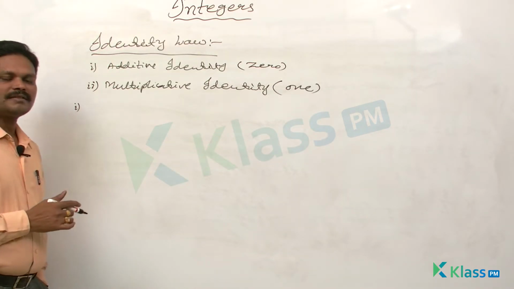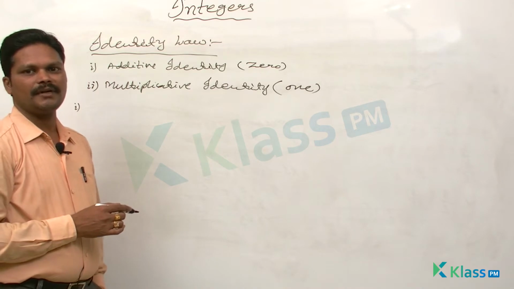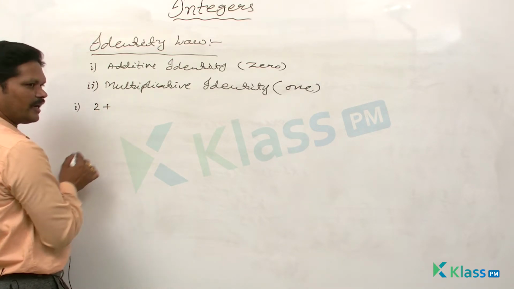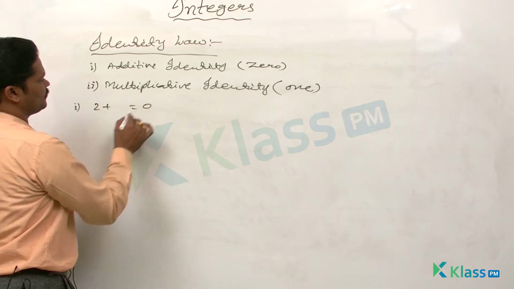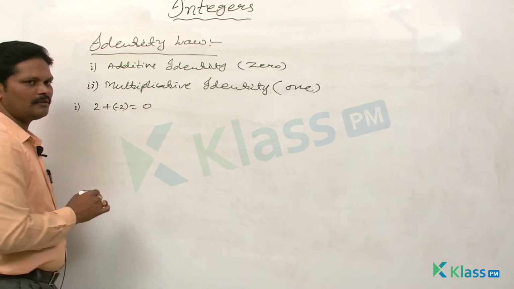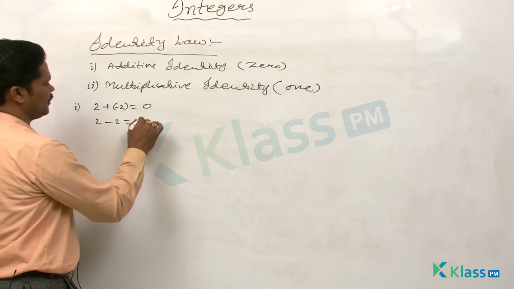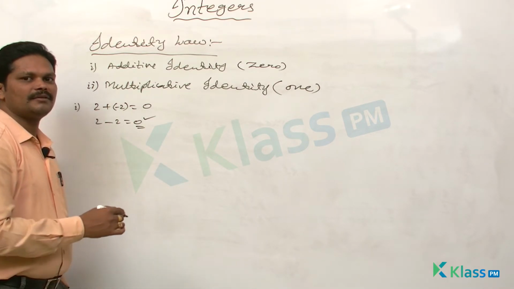How should we say 0 is the additive identity? If we take two integers and add them to get 0, here we need to take minus 2. Then only 2 plus minus 2 is equal to 0. So here it is the additive identity.